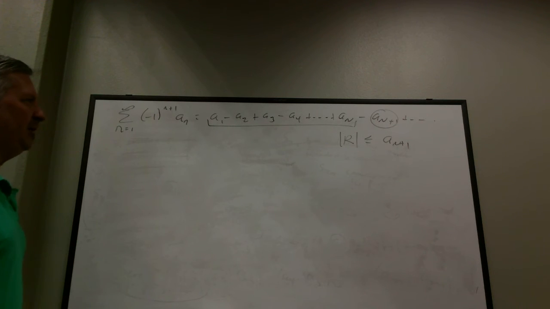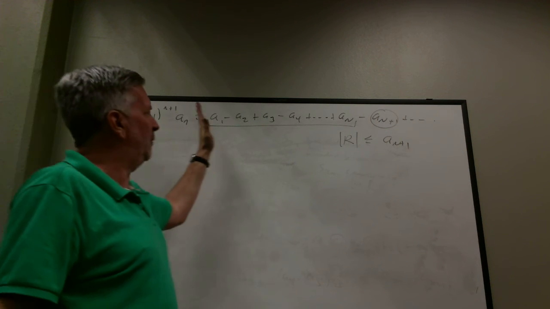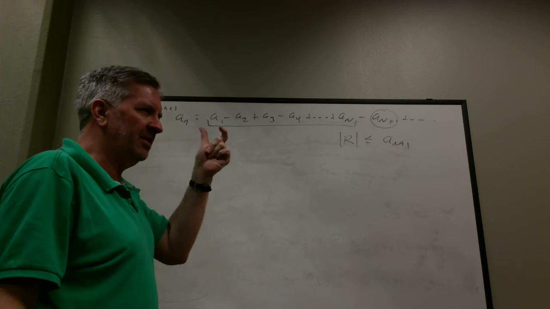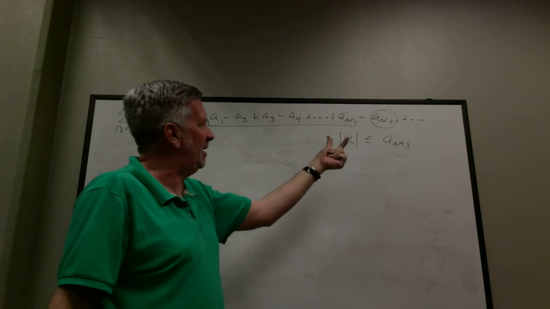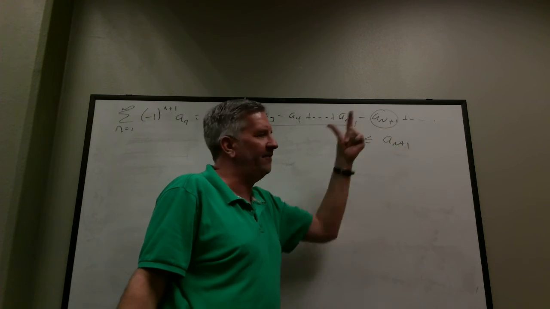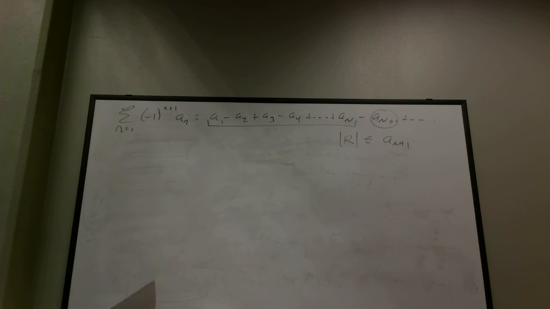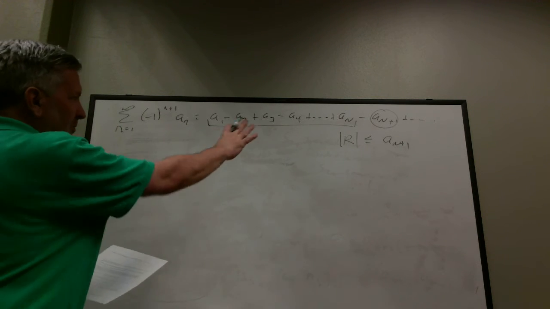It's a great little theorem here. So if you add up the first 100 terms, how close are you to the true value? The difference between your estimate and the true value is no more than the first term you didn't use. That's what we want to prove. Okay, so suppose we do that.